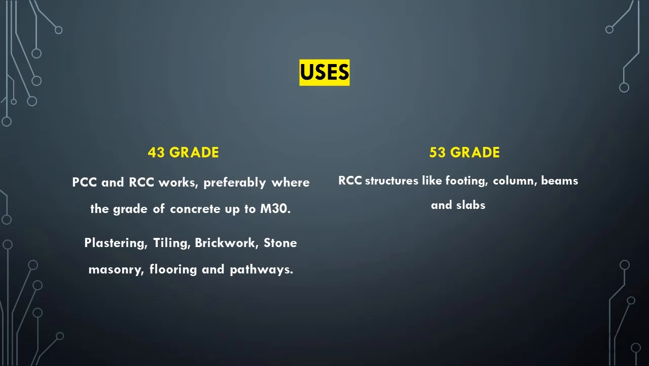Whereas 53 grade OPC cement is recommended in all RCC structures like footing, column, beams and slabs, where initial and ultimate strength is the major structural requirement. It can also be used for RCC work where the grade of concrete is M30 and above.